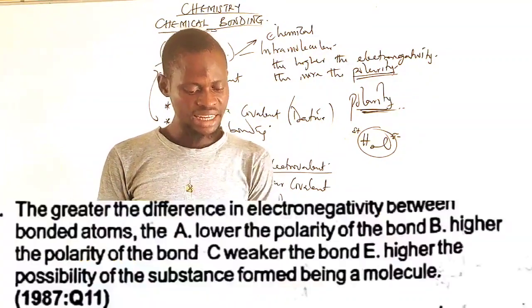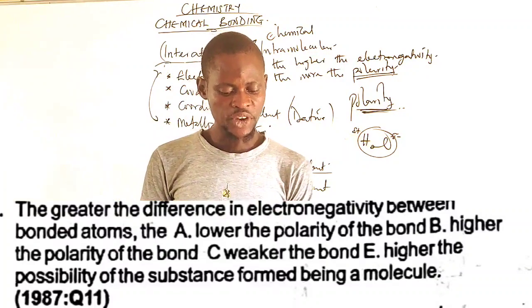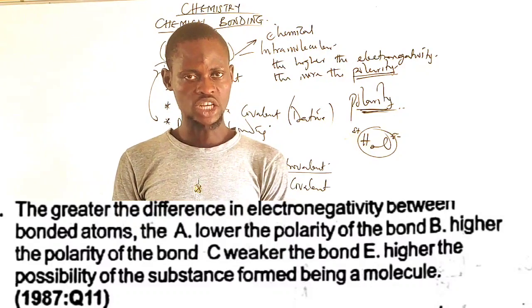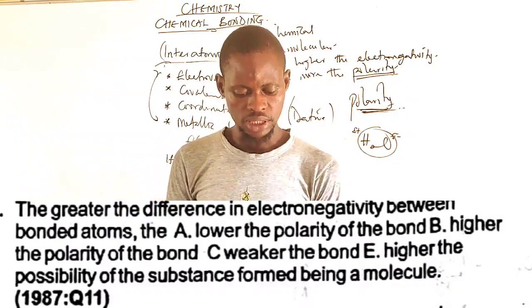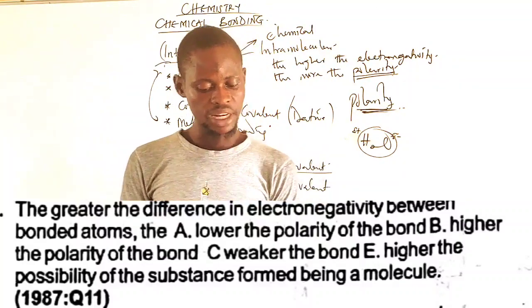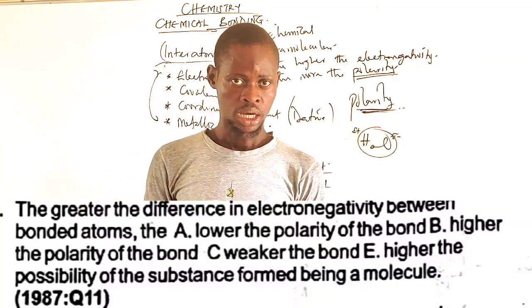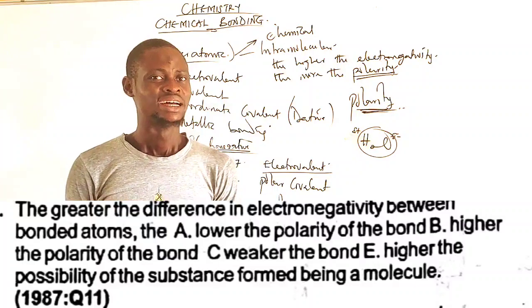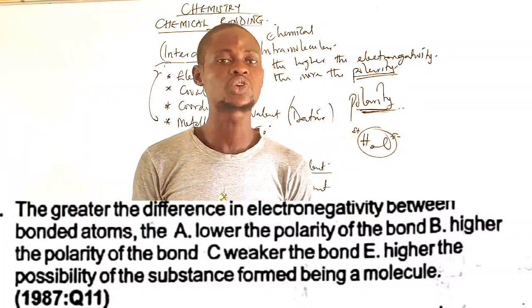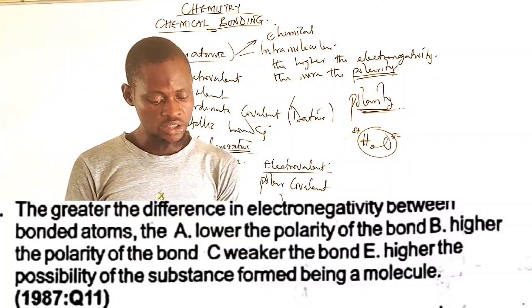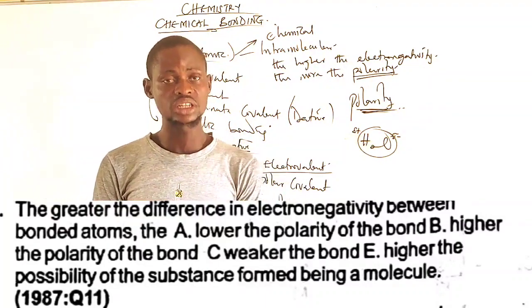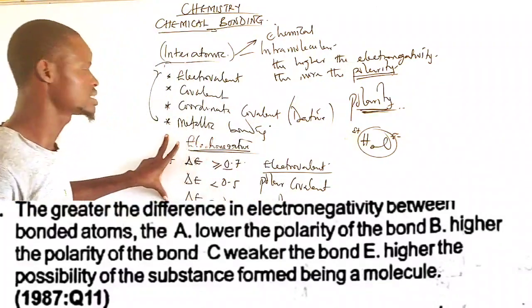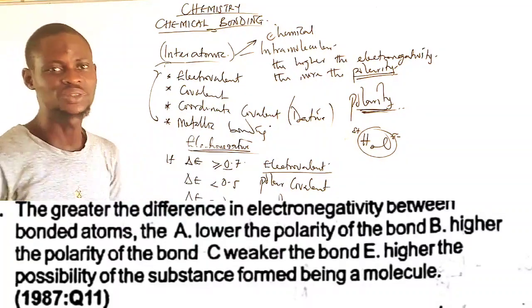Okay, they said, the greater the difference in electronegativity between bonded atoms, the A, lower the polarity of the bond, B, higher the polarity of the bond, C, weaker the bond, E, higher the possibility of the substance being a molecule. Now, take note, if the polarity of the bond is even greater, the substance will not form a molecule again, it will become a formula unit. Take note of that. So our answer is that when the difference in electronegativity value increases, the polarity of the bond is higher. I think I've been able to make sense of electronegativity and polarity of the bond. Let's continue with my explanation.